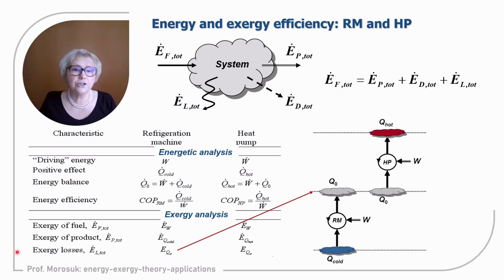For a refrigeration machine, exergy losses are the heat transfer to the environment from the condenser, similar to power generation systems. But for a heat pump, exergy losses are the heat taken from the environment. This is very interesting. For a heat pump, heat taken from the environment is not the fuel of the system. It is the losses of the system. And for a heat pump, the fuel of the system is associated only with the work supplied to the heat pump. If it is a compression heat pump, then it will be the work supplied to the compressor.